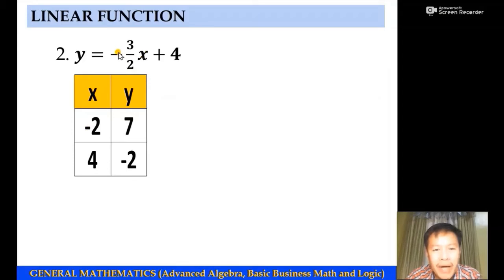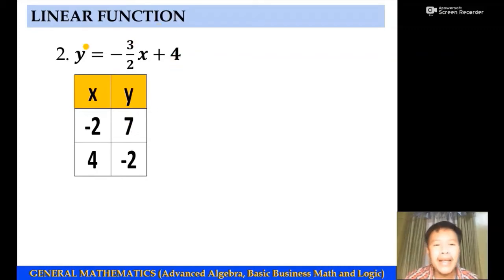Negative times negative is positive already. Then we have 2 times 3 is 6. 6 divided by 2 is 3. Then 3 plus 4 is 7. Or if this is -2, cancel it, and you have -1 times -3 is +3. Then 3 plus 4 is equal to 7.